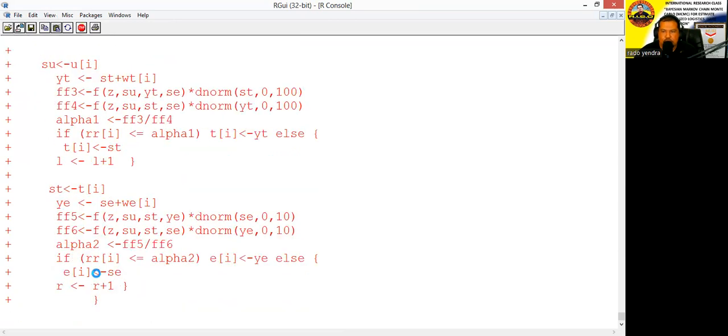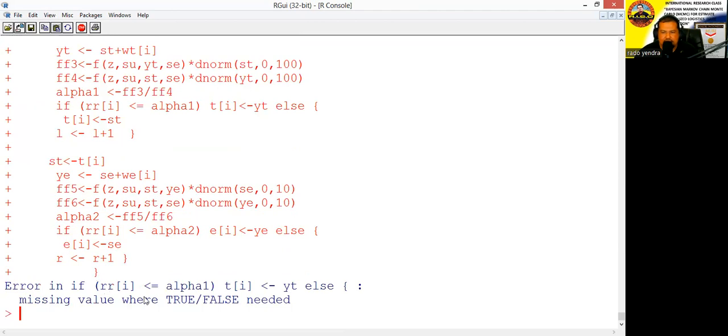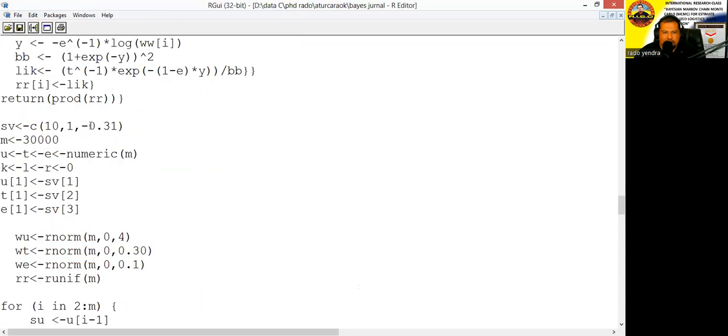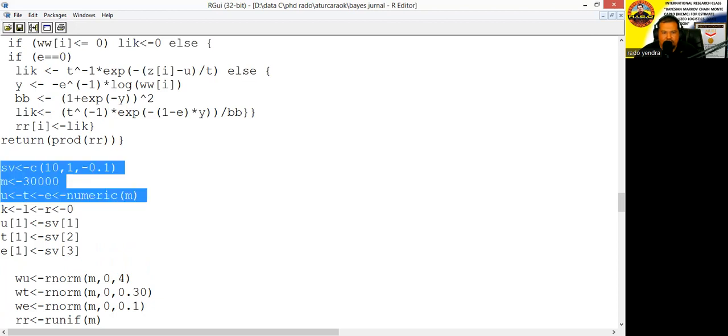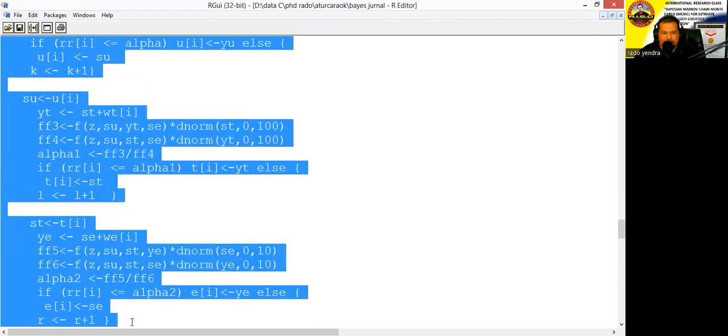We check here, and then we wait for the program in the process. Okay, there is one problem in the initial value. We try to change it to become minus 0.1. Remember, if your program does not run, it means your program is not wrong, but you must try to change the initial value.